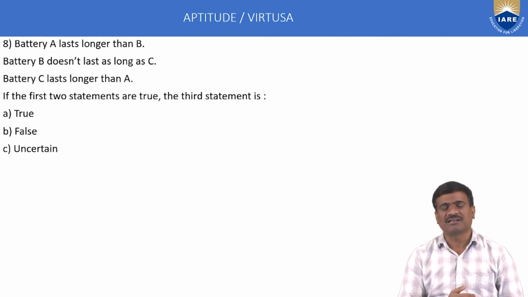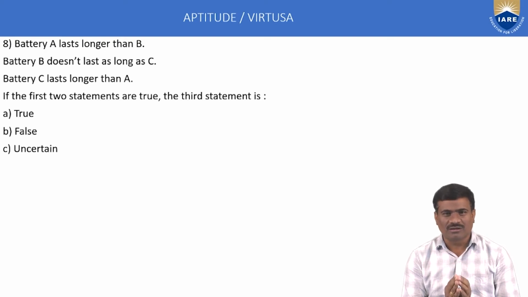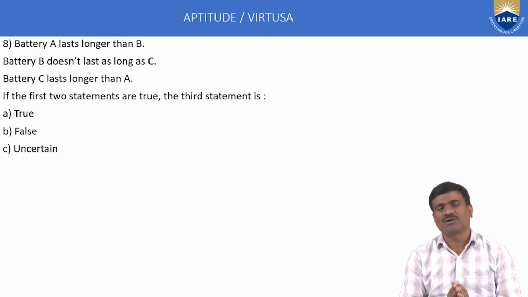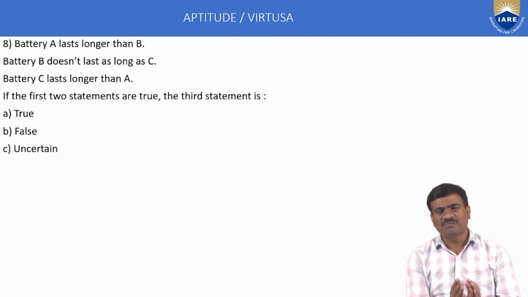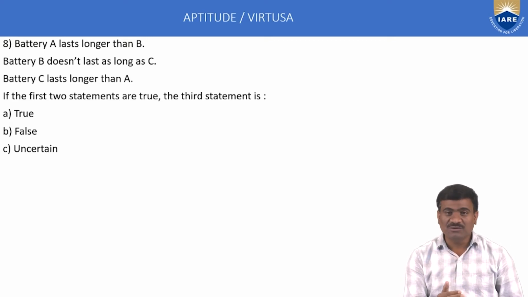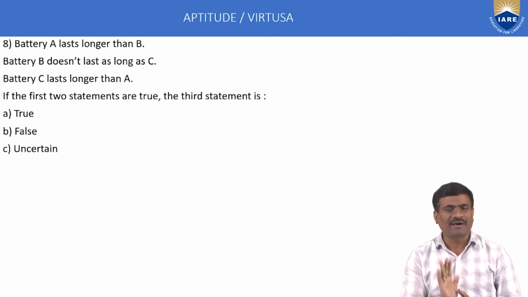Again, reasoning ability. Aptitude means first module, quantitative ability; second, logical ability. Number of questions in the Virtusa test pattern: 10 questions, 10 marks. 50% of the questions belong to quant and 50% belong to reasoning ability. This eighth one belongs to reasoning ability. Apply the comparison test, a puzzle test topic.